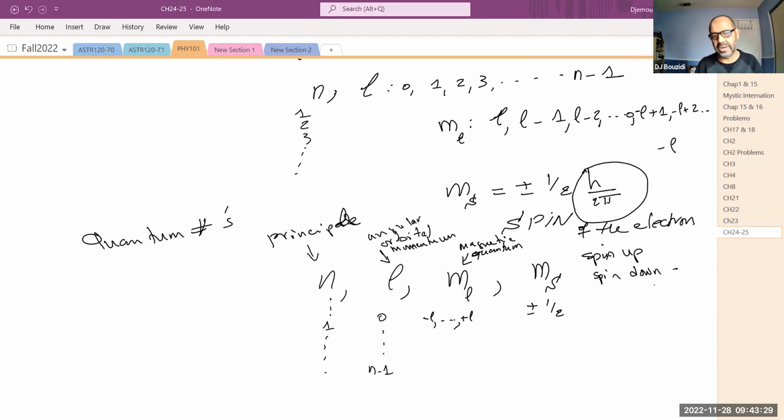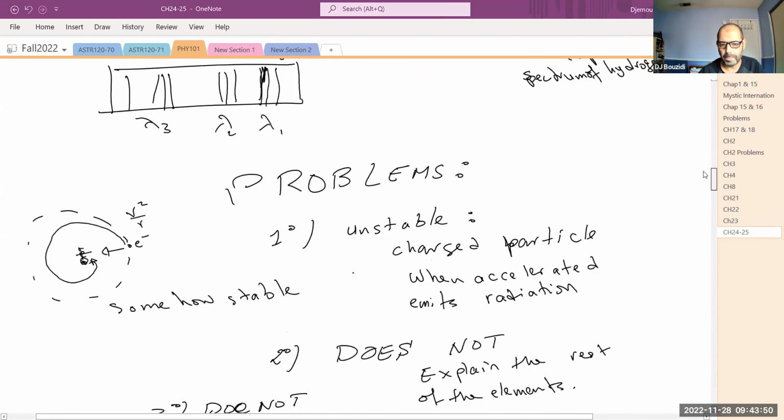You can have a left-handed or right-handed electron, basically a spin up or spin down electron, one pointing up and one pointing down. The motion is in the same direction, but the electron is pointing up or down. So those are the quantum numbers that appeared. All of these numbers mean something.